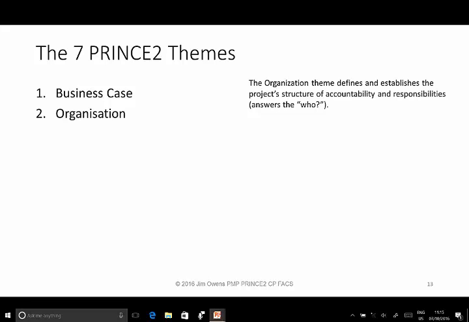A project is a temporary organisation set up to deliver specific outcomes, and this organisation is quite different from the sponsoring organisation. So the organisation theme addresses the roles and responsibilities that must be defined within the project's temporary and cross-functional organisation to enable the project to be managed efficiently and effectively.